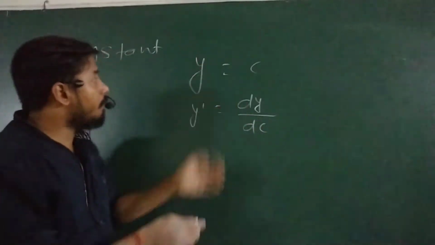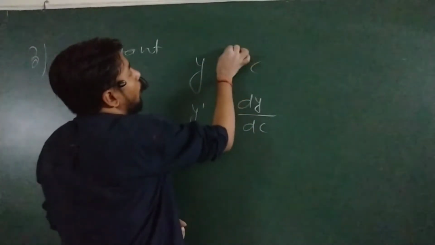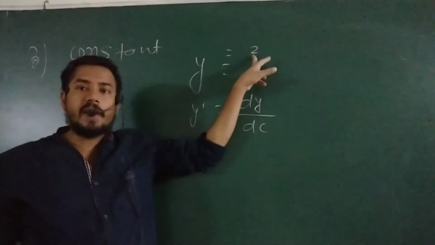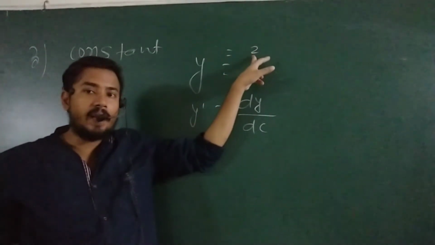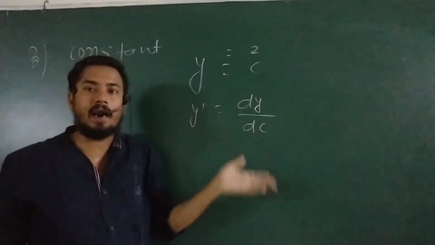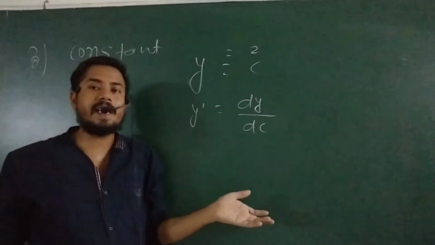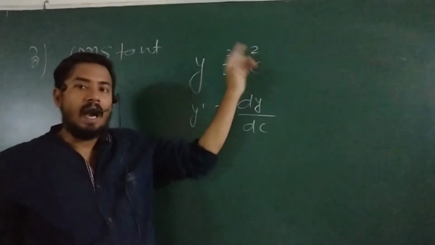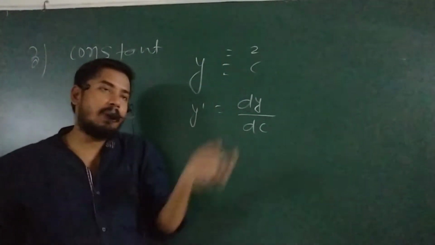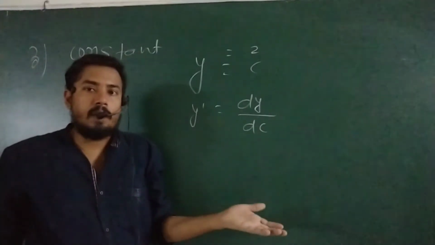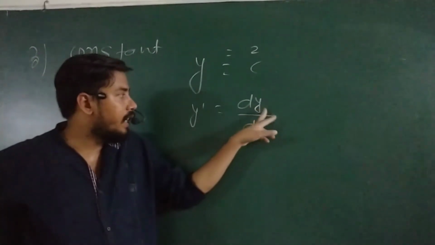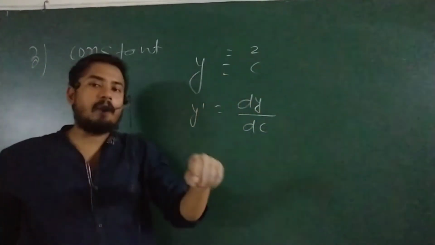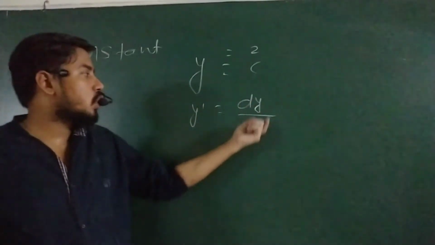So my dear, suppose y is equal to 2. What will be the change in this one? Nothing. It means what will be the change in y? Nothing, my dear, no change. Getting my points? Suppose that right now its value is 2, and after 2 years its value will be 2, or 5 years, same value 2. So what is dy? dy will be 0.